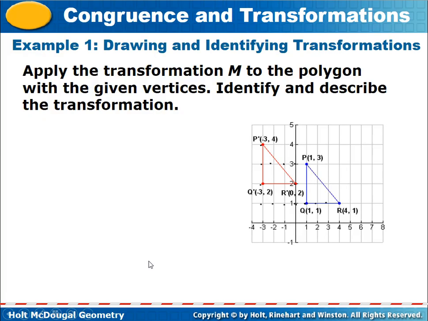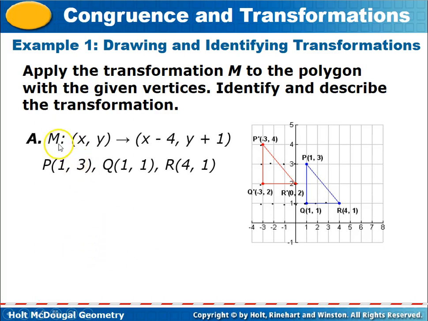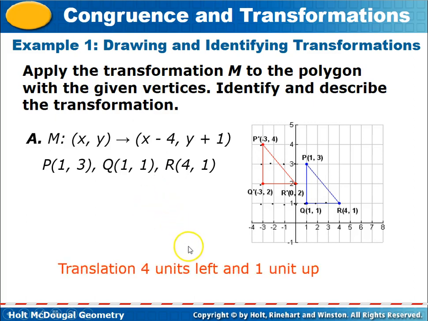Okay, let's talk about example 1. So we're going to draw and identify transformations. We're going to apply the transformation M to the polygon with the given vertices and identify and describe the transformation. So this says that we're going to transform (x, y) by subtracting 4 from x and adding 1 to y. Hopefully all of y'all know that when we do that, what we're going to get is a translation, 4 units left and 1 unit up. Again, we just did this on Friday, so this should be very familiar to you guys.